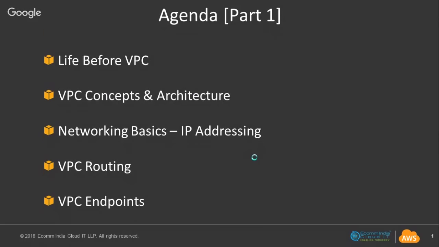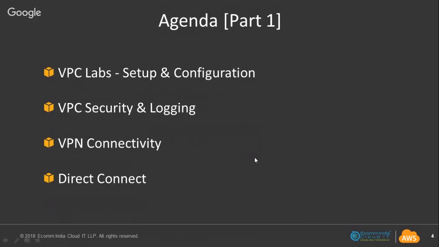Post this, we'll go ahead and do a little bit of labs, which means we'll set up a VPC, we'll configure it, and we'll do a little bit of testing with our EC2 instances as well. Post that lab session, we will take a look at the different security aspects of VPC, as in, what are the different options you have in terms of securing your VPC, and also how do you log traffic that's flowing through your VPC.